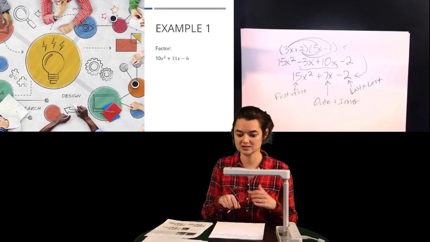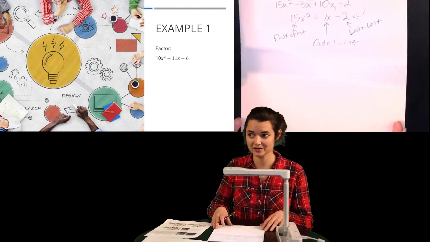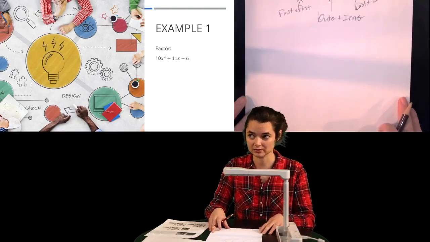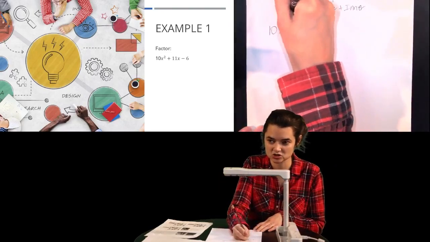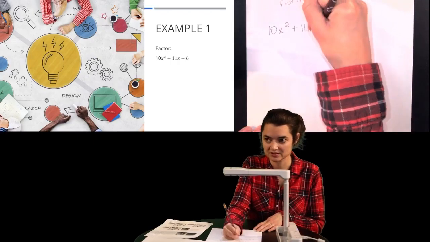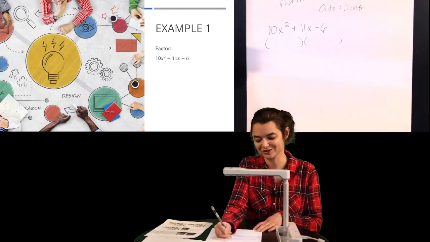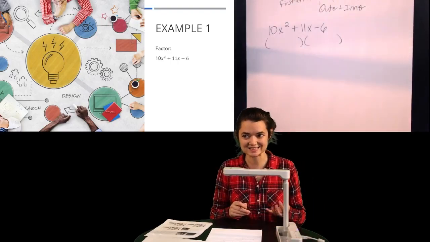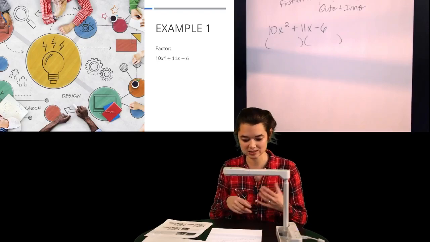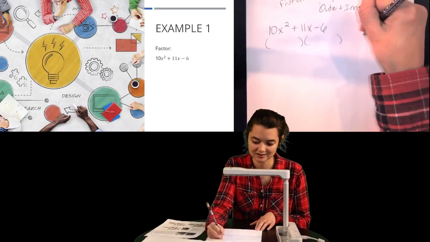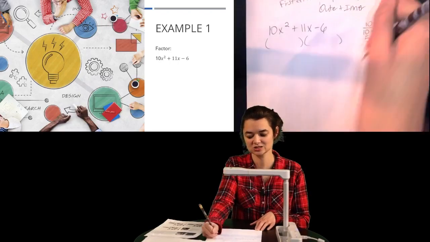So let's try that and see what it looks like, and I promise you I will give you some tips along the way to cut your guessing down a little bit. So the first one I've got is 10x squared plus 11x minus 6. So this time, my first term wasn't so automatic, is it? It's 10x squared. So I think about, well, what times what gives me 10x squared? Well, I could either do 10x and 1x, or I could do 5x and 2x.